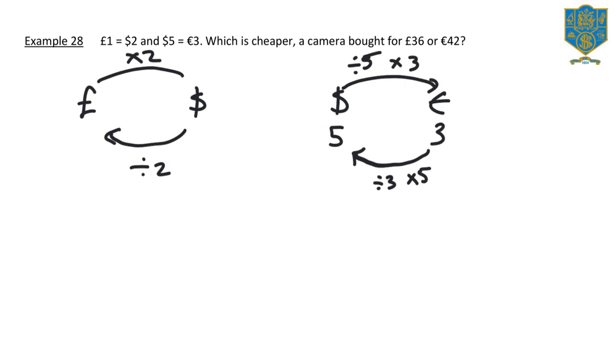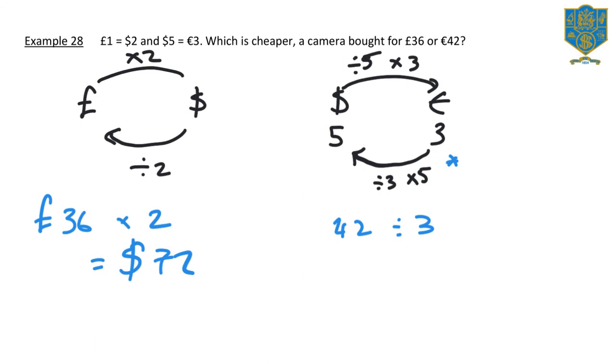So if we're trying to determine £36 or 42 euros, which is cheaper, the way we're going to do that is change them both into dollars. So £36, to get it into dollars, we'll multiply by 2, and that gives us $72. To get from euros to dollars, we're going to divide by 3 and then multiply by 5. So 42 divided by 3 and then multiplied by 5, and that gets us $70. So clearly then the 42 euro option is cheaper.